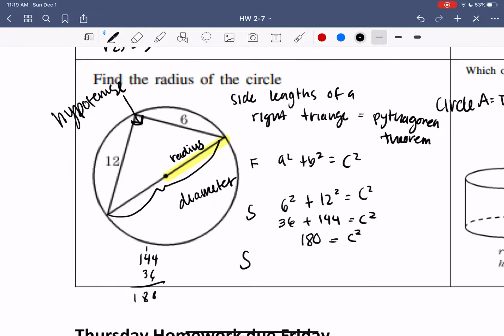And then remember, we're just looking for c. This is A, B, and C. So we take the square root of both sides, and that will give us c. And then, since they're looking for the radius, we'll have to divide c by 2.